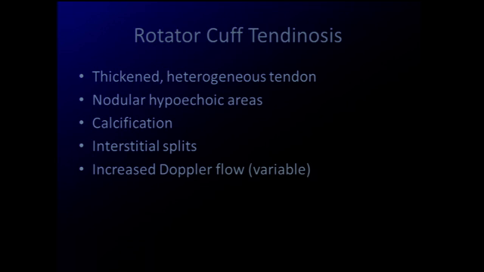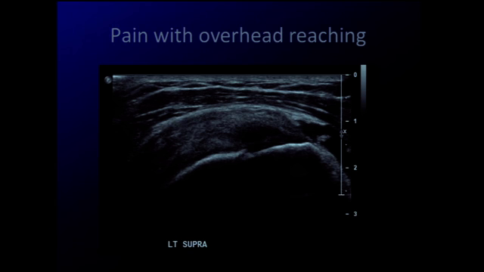Moving along to tendinosis. Now, with tendinosis, the tendon is thickened and heterogeneous. You may see some nodular hypoechoic or even anechoic areas. Over time, calcifications may develop within the tendon, which then can lead to interstitial tears or splits, as I showed earlier. The presence of increased Doppler flow is variable depending on the patient and whether the problem is acute or chronic. Now, this patient presents with pain with overhead reaching.